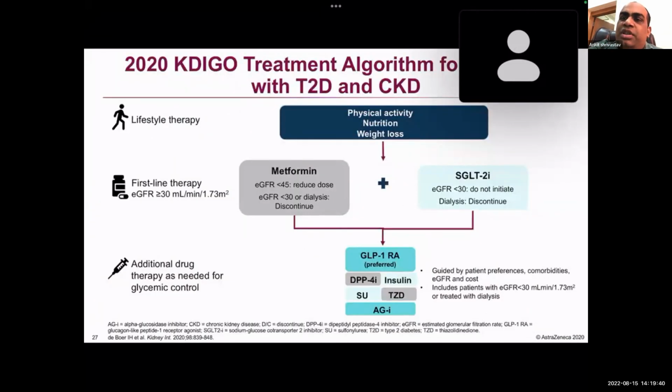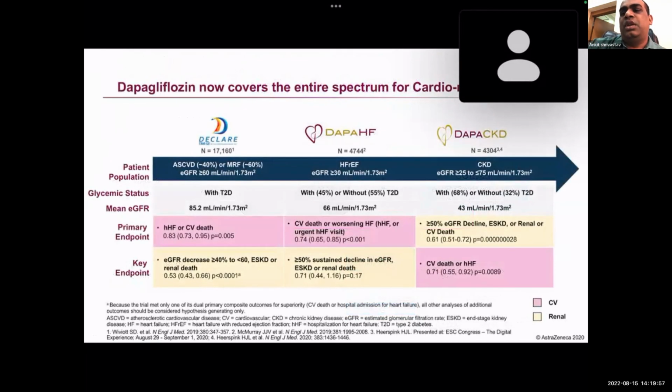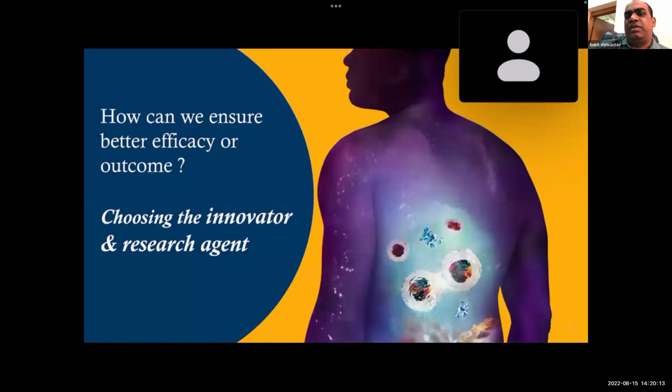If you look at the 2020 KDIGO treatment algorithm of type 2 diabetes and CKD, if you are on an SGLT2 inhibitor and the GFR is less than 70, we do not discontinue. If the patient is on dialysis, we discontinue. So that is something which we need to understand. So DAPA-HF and DAPA-CKD are very important studies in different subsets of patients: one in heart failure with reduced ejection fraction, and the other in CKD. So that is something which we need to understand.